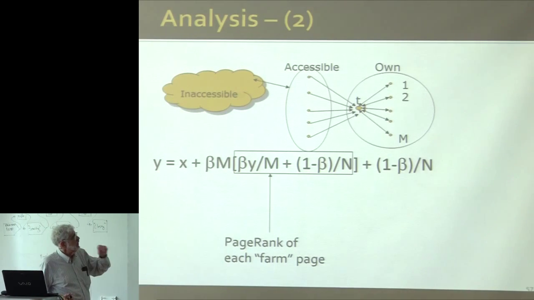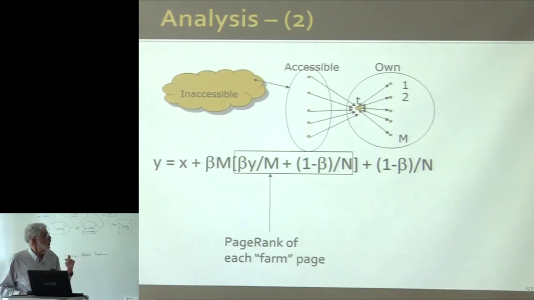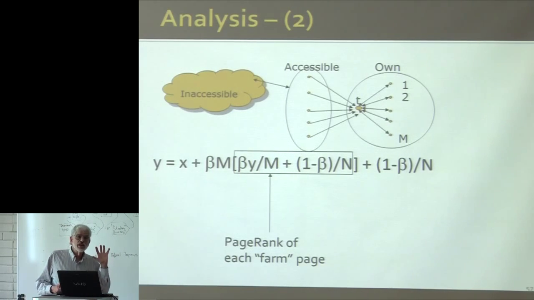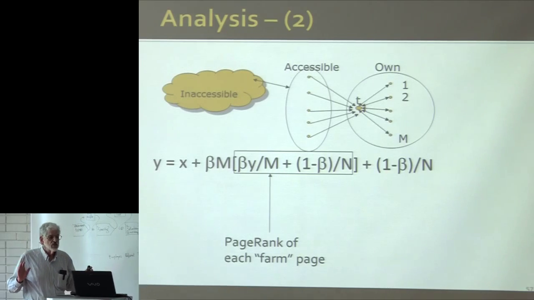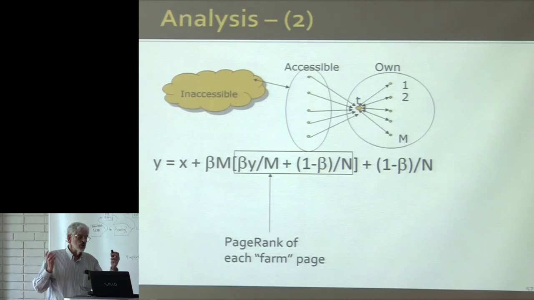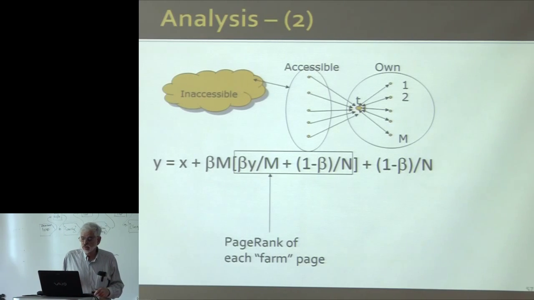Now, I want to solve for the page rank of T, which is y. Well, first of all, the first term is x. That's the page rank that's fed in from the accessible pages. Now, what I've circled there is what I gave you on the previous slide, which is the formula that gives you the page rank of each farm page. Well, I have to multiply that by m because there are m farm pages, but then I also multiply by beta because the farm pages only retain fraction beta. Again, think of it as 0.85 or 85% of their total page rank.